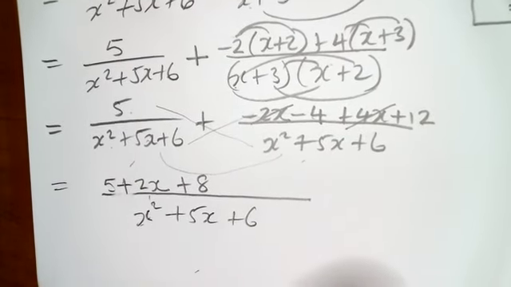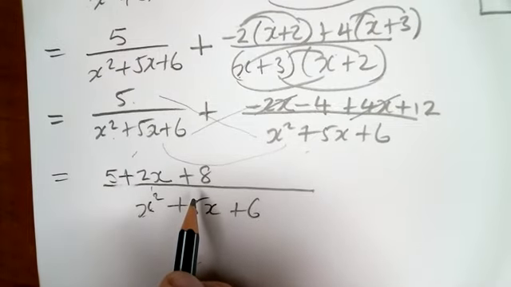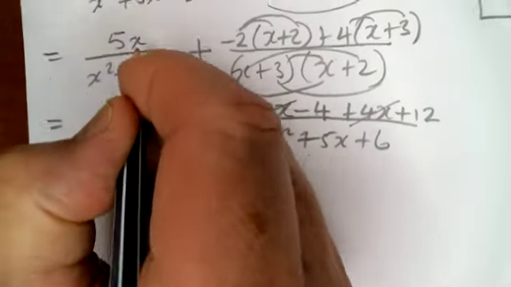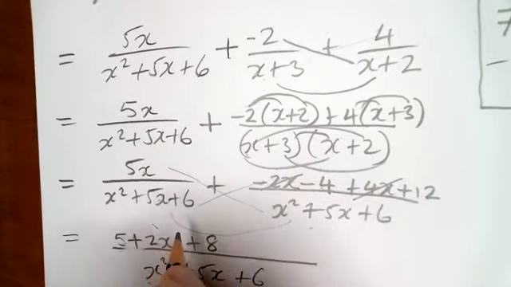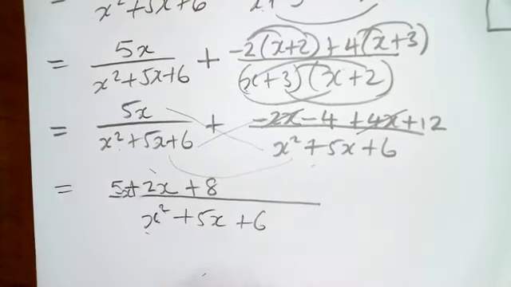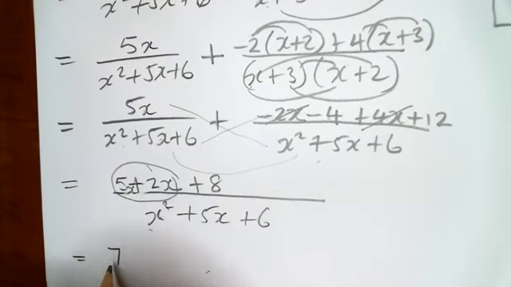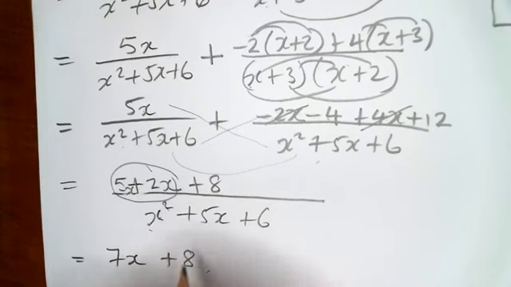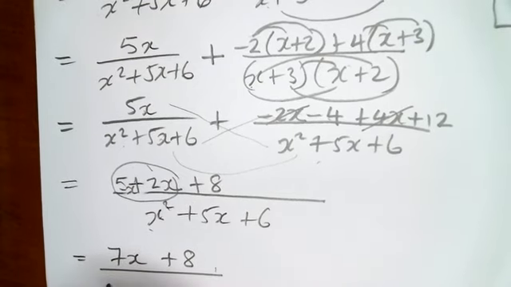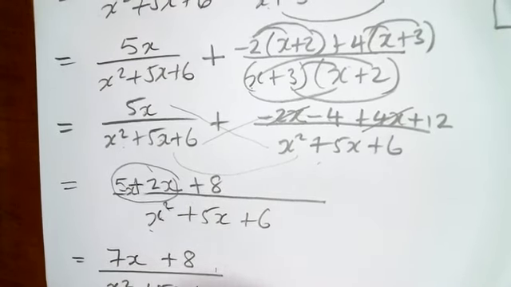So, looking at the answer there, all I need to do now is, well, sorry, this was a 5x. Crikey, look at that for a mistake, will you? 5x, 5x, 5x. That would have been a mistake to make, I'll tell you. So take those two, combine them together, and now I've got a 7x plus 8, all on x squared plus 5x plus 6. And that is the answer.